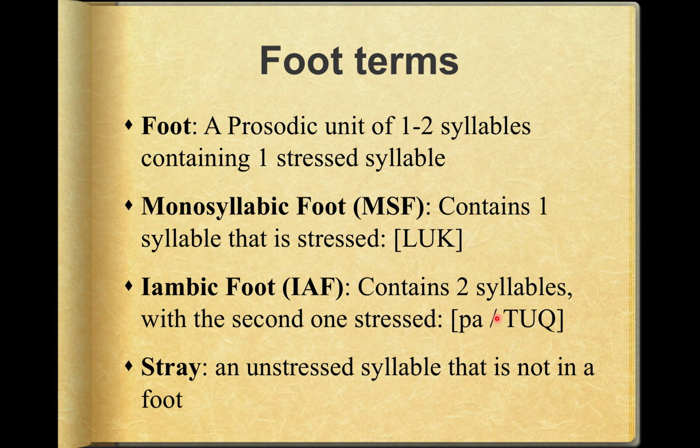And this is how an iambic foot is written. The first syllable in the foot is in lowercase. The second syllable is stressed, so it's in all caps. And the foot is marked by a bracket. The syllable boundary is still separated by a slash. There are also stray syllables, which are unstressed syllables that are not in a foot. And words can be made up of monosyllabic feet, iambic feet, and stray syllables, all woven into one word.